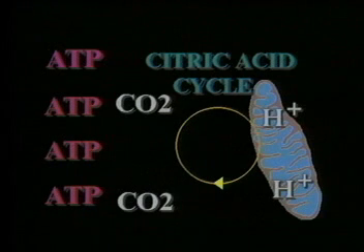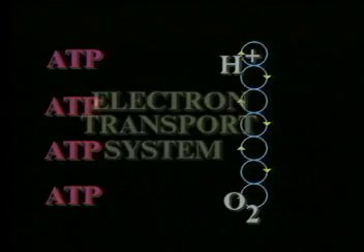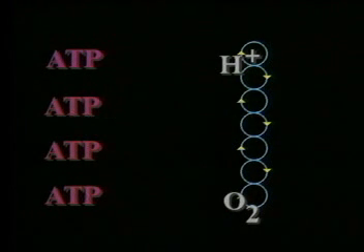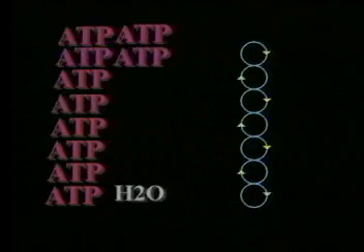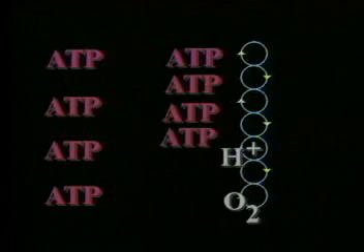Next, the hydrogen created during the citric acid cycle is delivered to the inner membranes of the mitochondria, where it enters a final series of reactions called the electron transport system. This results in a huge energy payoff, for the electron transport system yields an enormous dividend: 32 new ATP molecules. The electron transport system also causes oxygen to be bonded to the hydrogen released during the citric acid cycle, and water is formed.